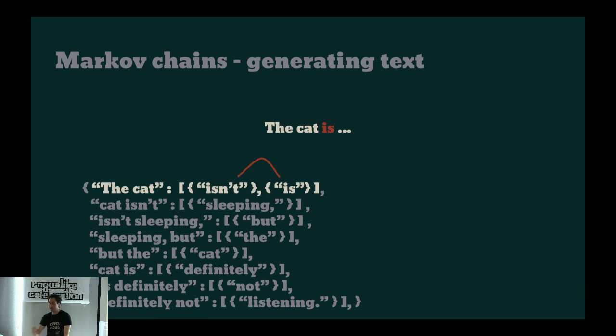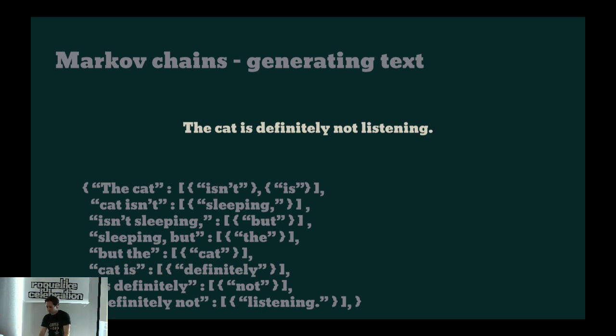And then to generate the next word, we do the same thing. We just push the incrementer along. So now we're going to look up "cat is" in our dictionary, and we find "definitely" is the next word, and so we add "definitely". And then we do it with "is definitely". And for the rest of the words, because there's only one word in each of these lists, it's deterministic, and the sentence we end up getting is "the cat is definitely not listening."